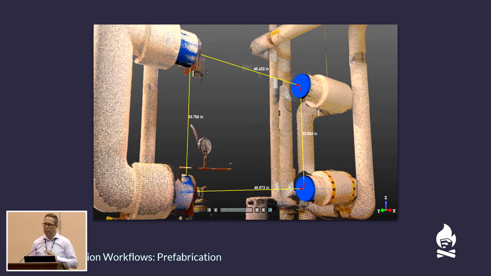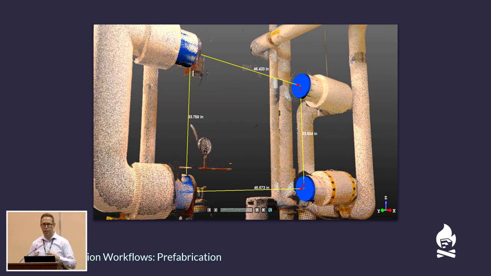Another way the scan data is being used is around prefabrication. Going out, scanning an existing condition, and then using that as part of the prefabrication process. So with scan data, you can go out, scan a room. In the case here, this is an example of a boiler room in which a new boiler pump assembly was being installed in the boiler room. And the contractor in this particular instance went out, didn't have any drawings to start with, and they just went out and scanned the boiler room condition.